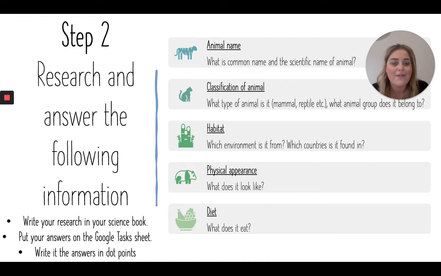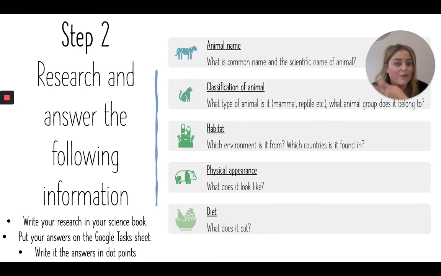We then are going to look at the classification of an animal. So what type of animal is it? So I've got mammal, reptile. If you type in on Google classification of lion, it's going to tell you. So there's mammals, reptiles, birds, amphibians, fish, marsupials. Those are different types of classifications. What animal group does yours belong to?